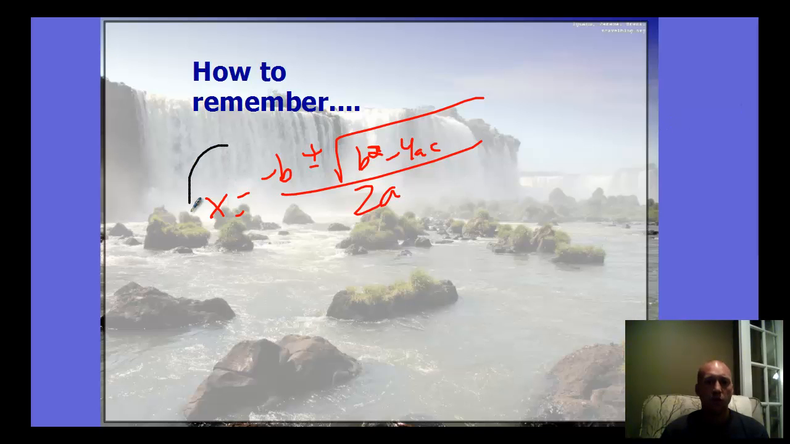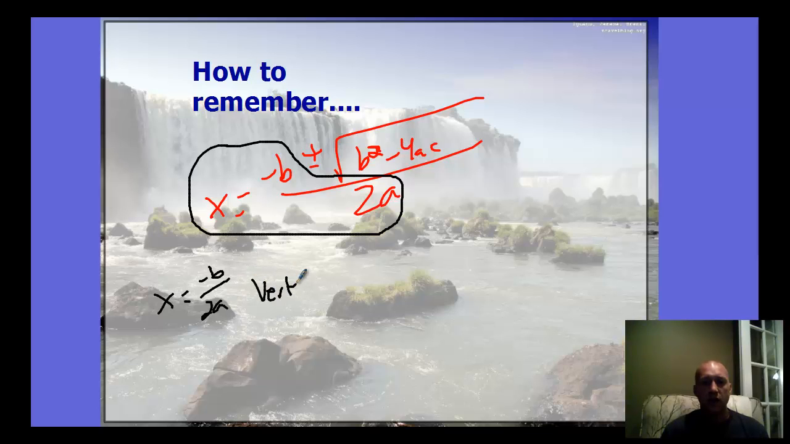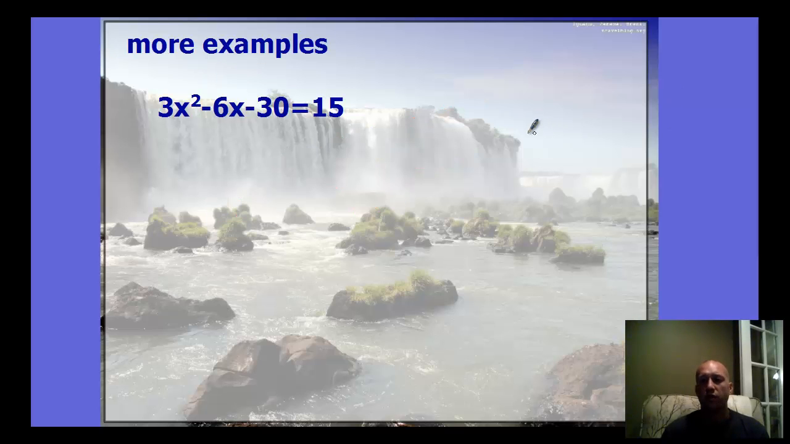And when you have this memorized, you actually have more than one formula. This part right here, x equals negative b over 2a, is part of the quadratic formula, and we should recall that as the vertex. And then you also have the b squared minus 4ac, which we'll talk about later on, which is the discriminant. So the whole thing is the quadratic formula, but you have three formulas in one.